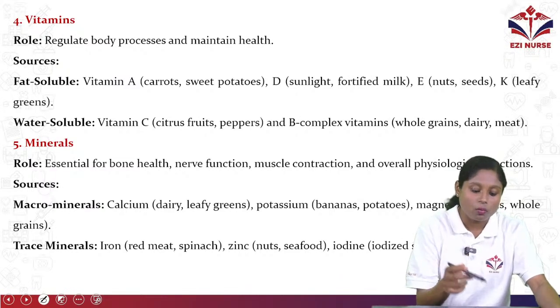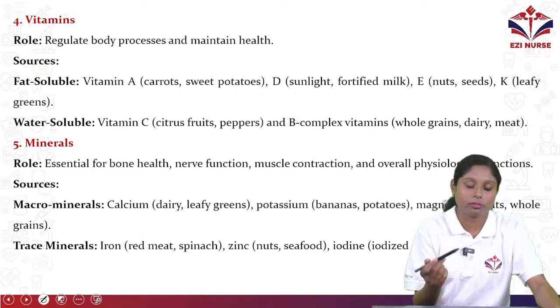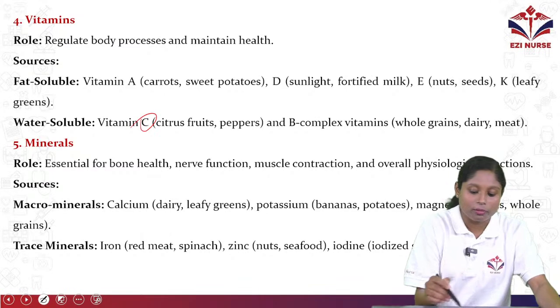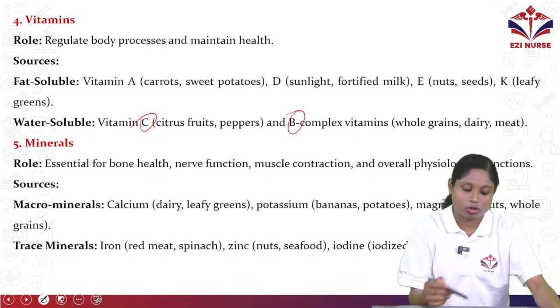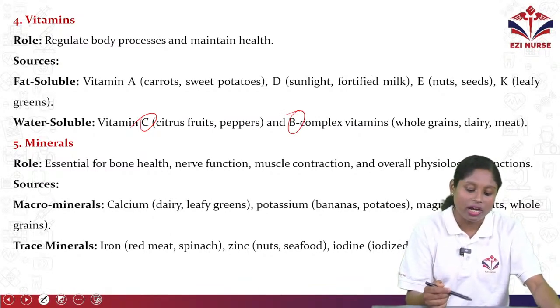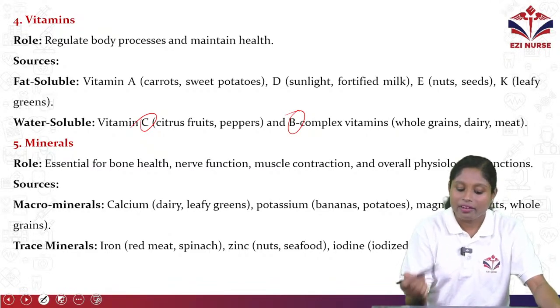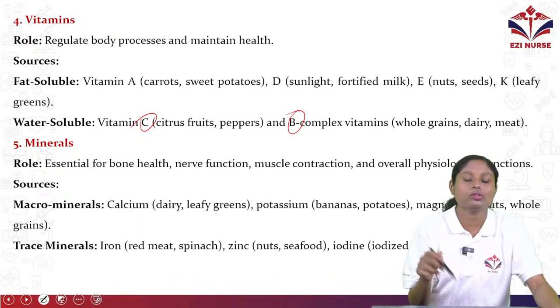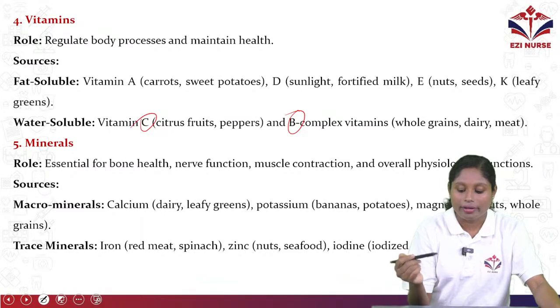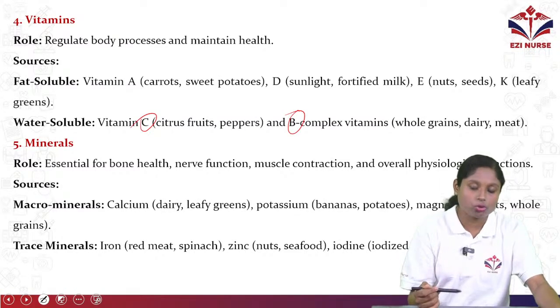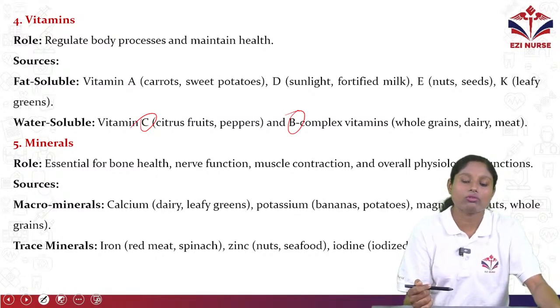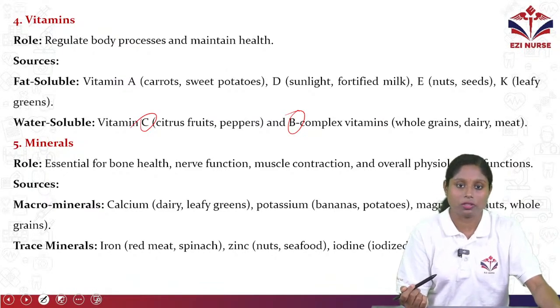Now coming to water soluble vitamins. What are the water soluble vitamins? Vitamin C and B complex vitamins. Vitamin C we get more from citrus fruits and pepper. B complex vitamins come from whole grains, dairy and meat. So these are the main sources for fat soluble and water soluble vitamins.